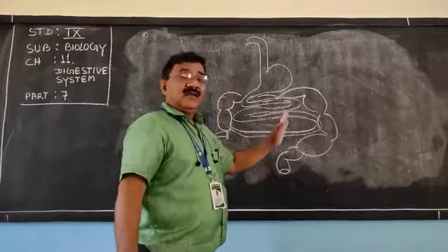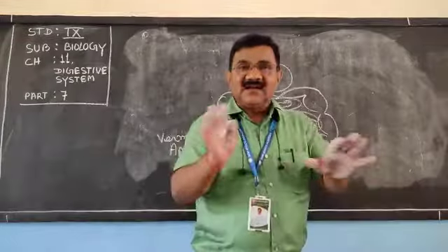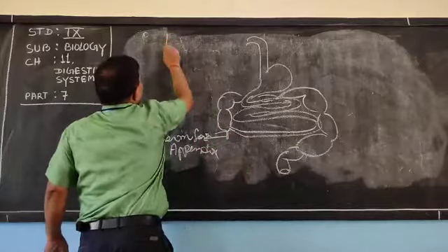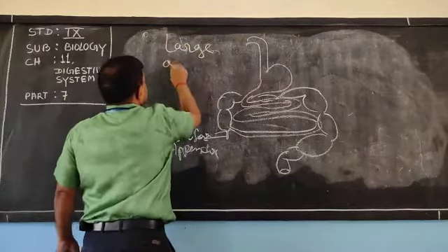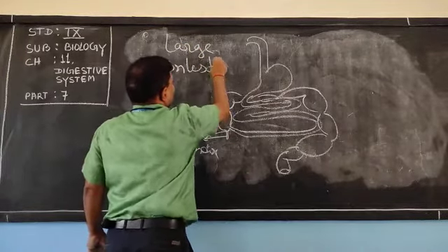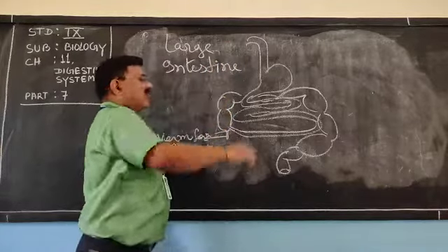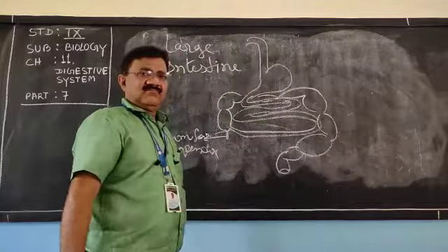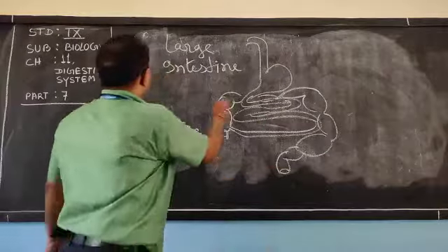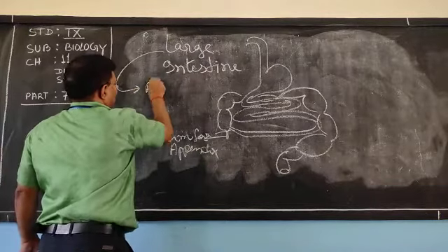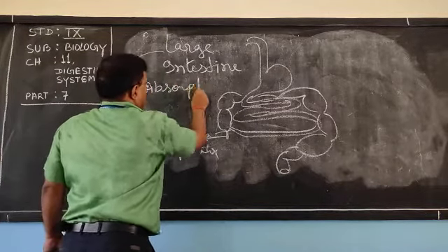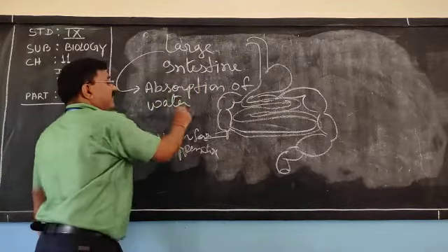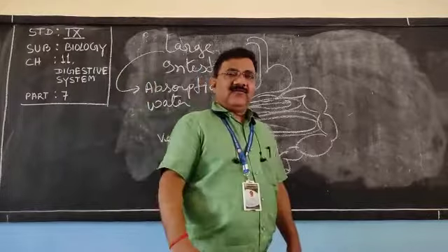And here in the large intestine, nothing is digested. Try to understand, large intestine, nothing is digested. No digestion takes place because the process of digestion ends in the small intestine. Then what happens? Absorption of water. Water is absorbed from the undigested food.